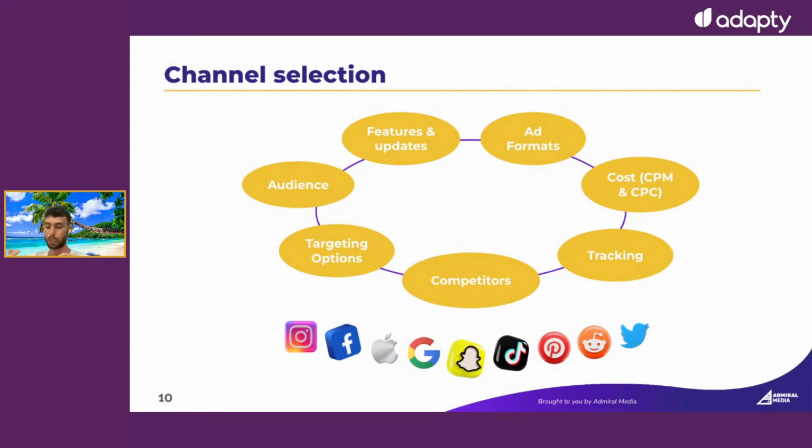A couple of things that you could analyze are the targeting options. Can I target female separately from male users, for example? Can I do interest or lookalikes targeting? Can I use my first-party data to upload it to the ad network and try to find users similar to those ones? What are the features and updates that those channels are usually sharing? Are they actively trying to improve their performance or targeting or features that they share with us?